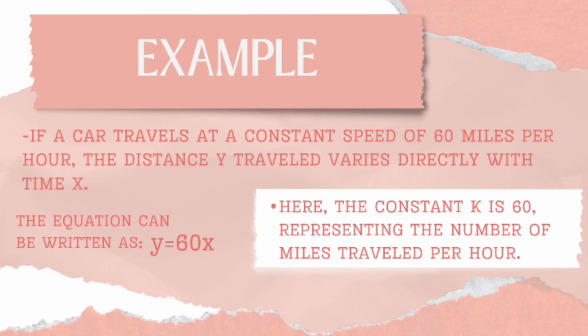Example: if a car travels at a constant speed of 60 miles per hour, the distance y traveled varies directly with time x. The equation can be written as y equals 60x. Here, the constant k is 60, representing the number of miles traveled per hour.